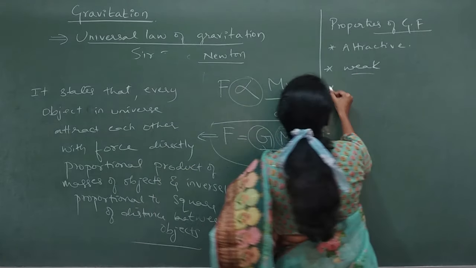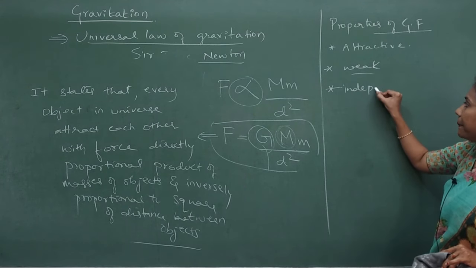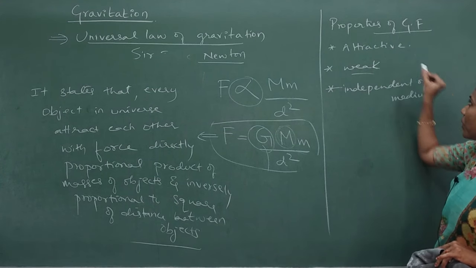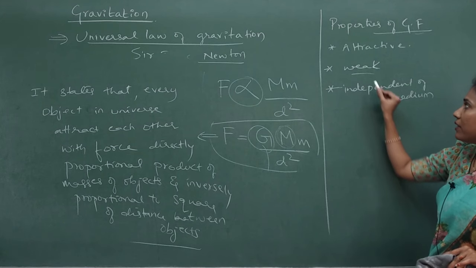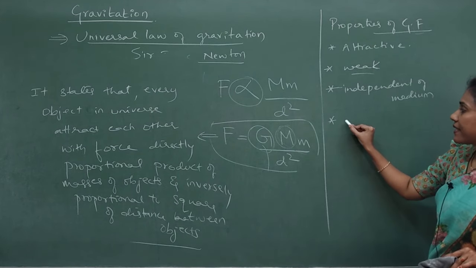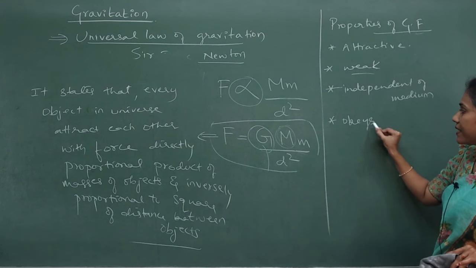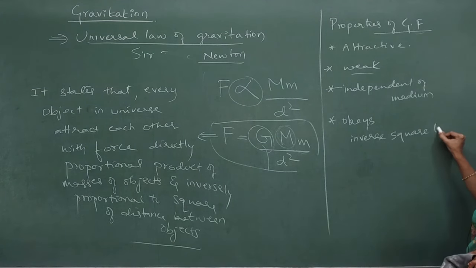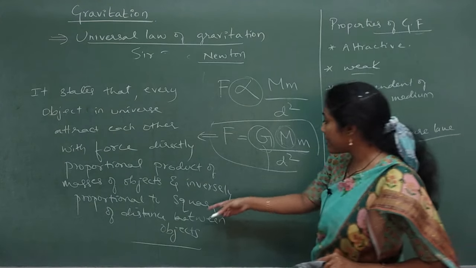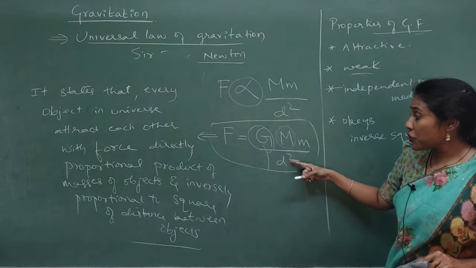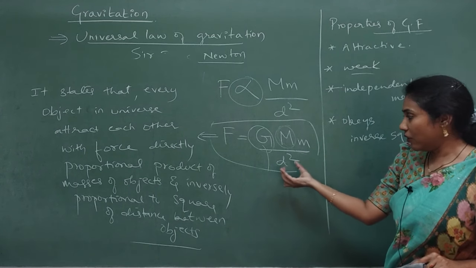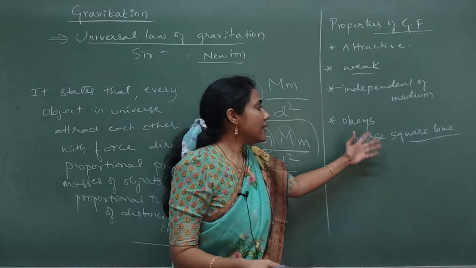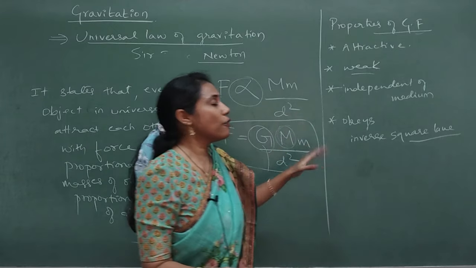And next one is, you know, medium. Okay, so this is independent of medium. For CBSE board, they may ask the properties of gravitational force for 2 marks. So mention the 4 points at least. And the last point is, this obeys inverse square law. Okay, so inverse square law in the sense, see here, force is inversely proportional to the square of some property, that is distance, no? So if something is inversely proportional to square, then it can be called as inverse square law. So these are the properties of gravitational force.